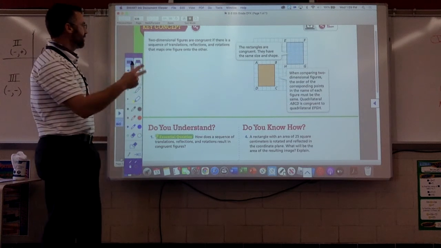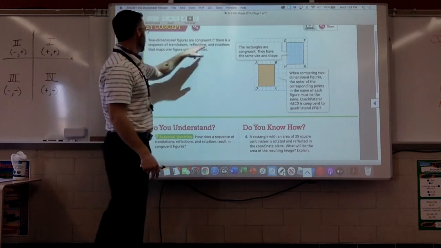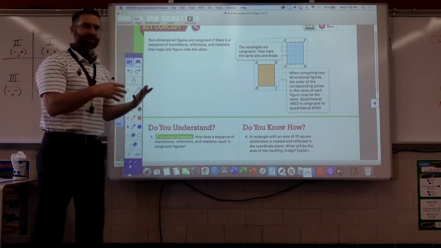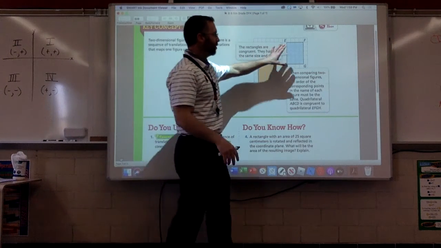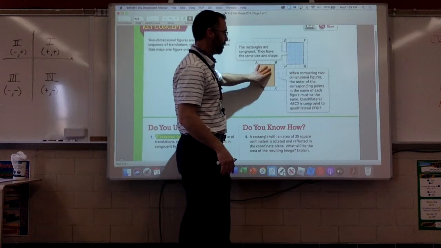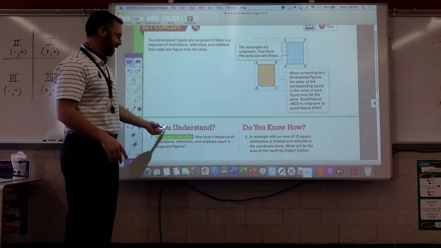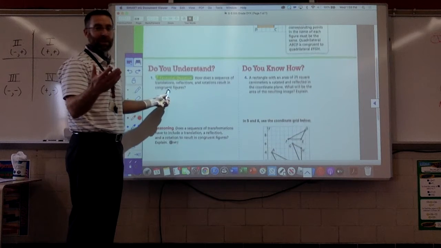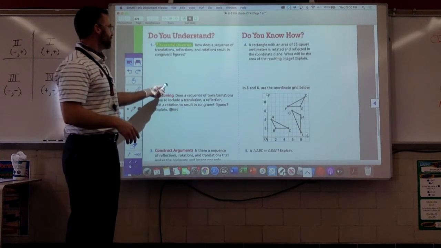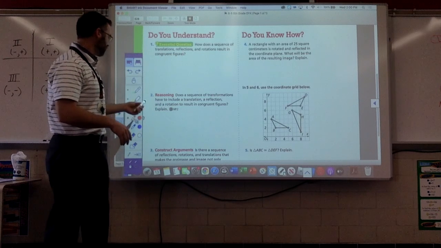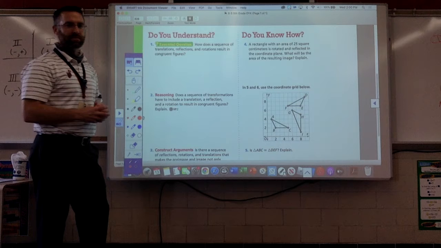They're congruent if there is a sequence of translations, reflections, and rotations that maps one figure on top of the other. Again, we just proved that it's congruent by moving a shape directly on top of the other one. If it fits directly on top, it's congruent. If not, they're different size, different shape. They're not congruent. So, how does a sequence of translations, reflections, and rotations result in congruent figures?